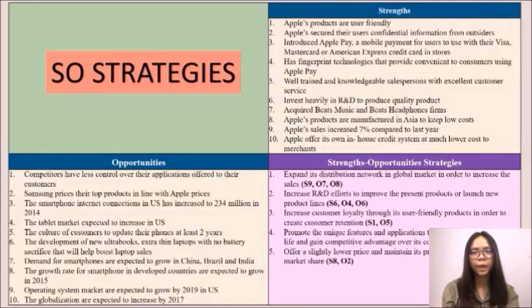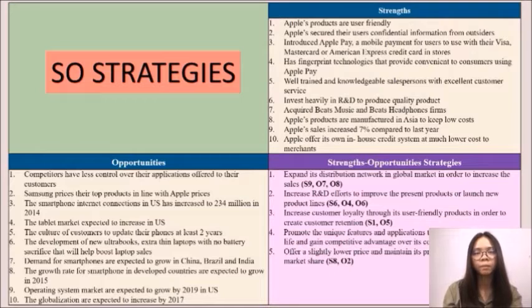Last but not least, Apple can offer a slightly lower price and maintain its product quality to increase its market share, by referring to S8, O2. Since Apple products are manufactured in Asia, Apple has a lower cost and thus can offer a slightly lower price to its customers.